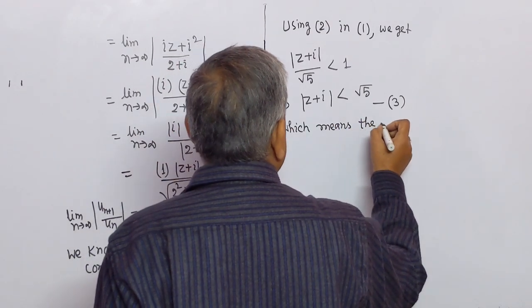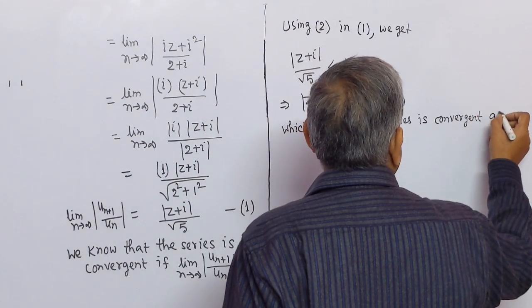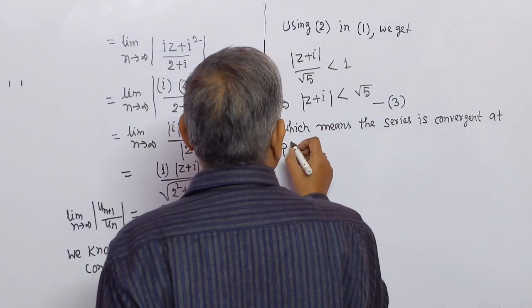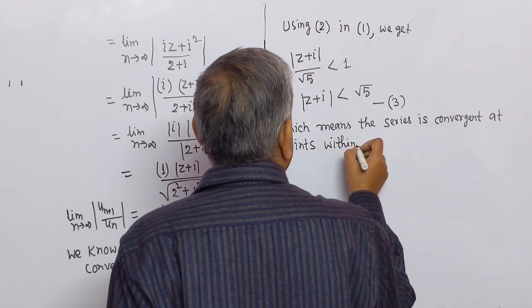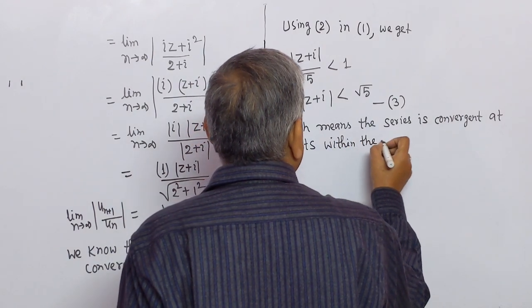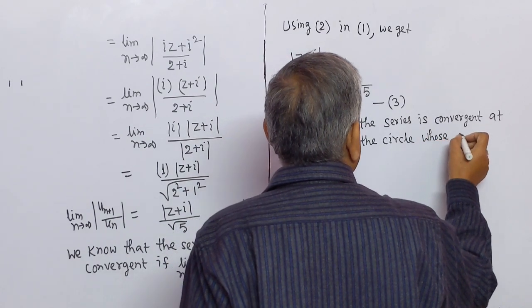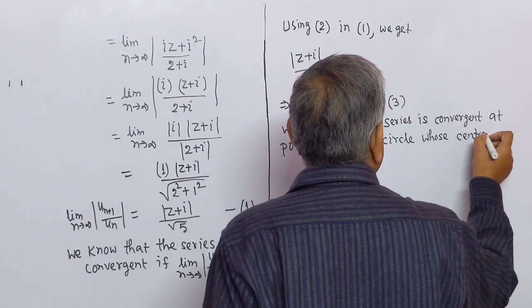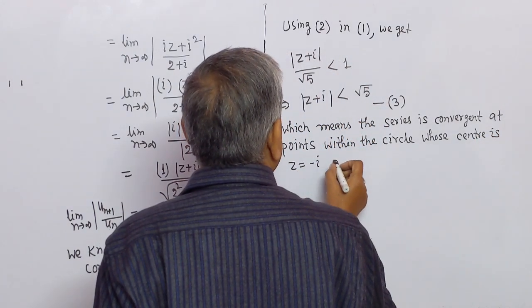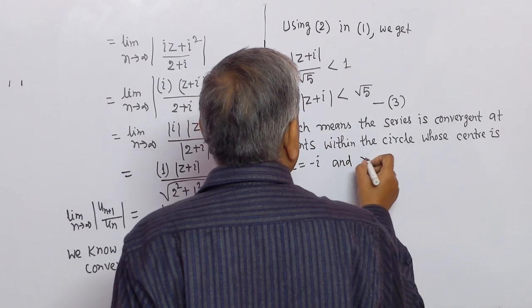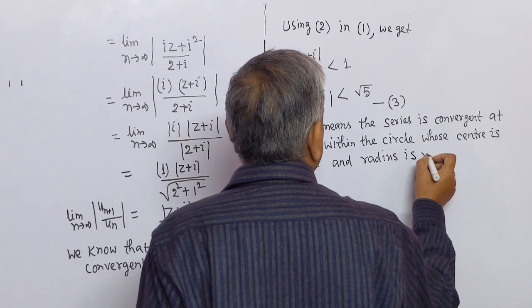the series is convergent at the points within the circle whose center is z equal to minus i and radius is square root 5.